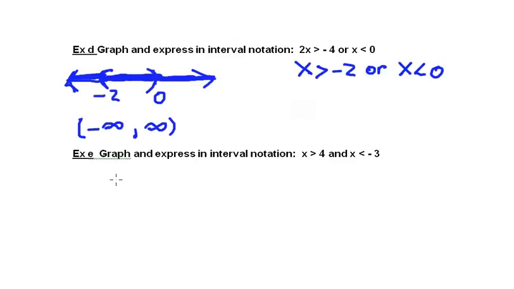For example E, it says to graph it and express it in interval notation. So let's first do the graph. We've got at positive 4, x is greater than positive 4, so I will shade it to the right, and greater than, again, as a curved bracket. And x is also less than negative 3, so negative 3 is smaller, and less than means shade it to the left.